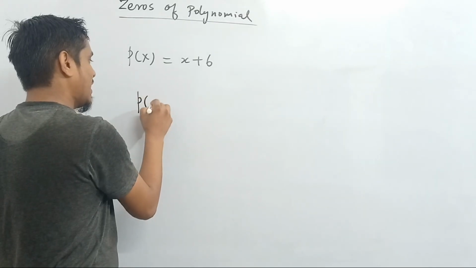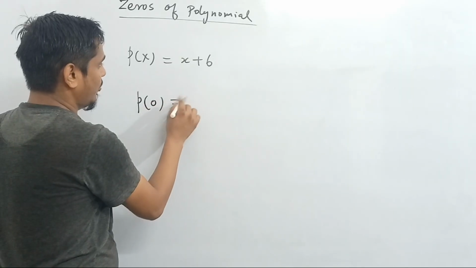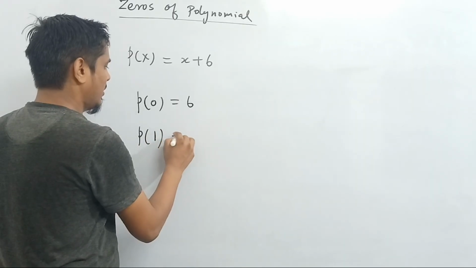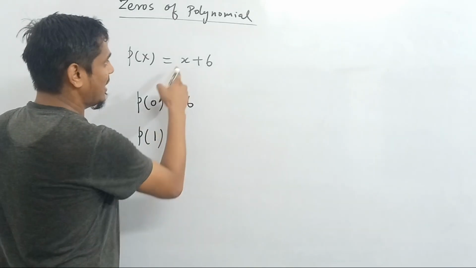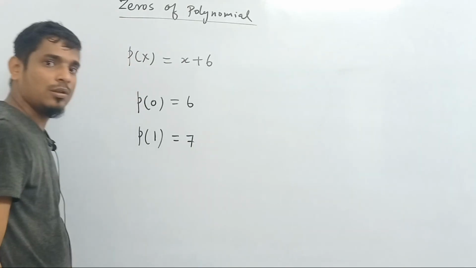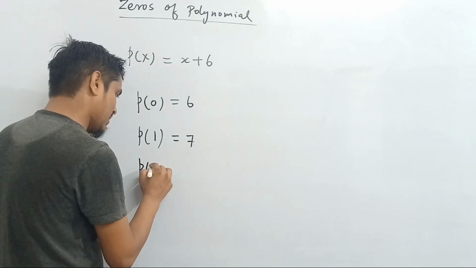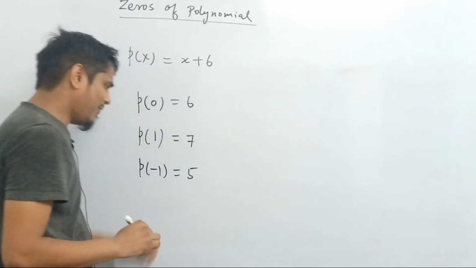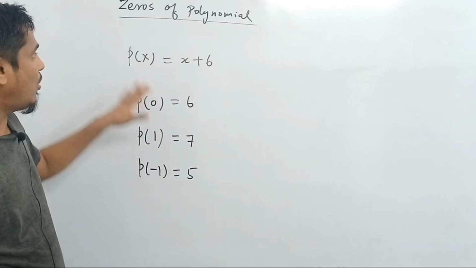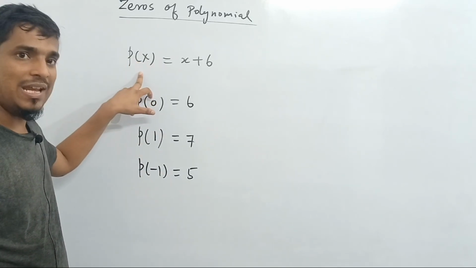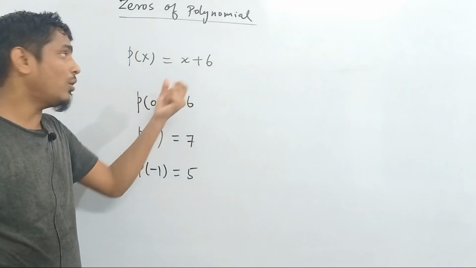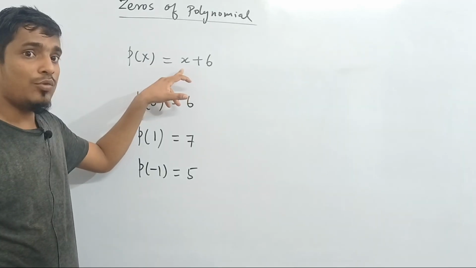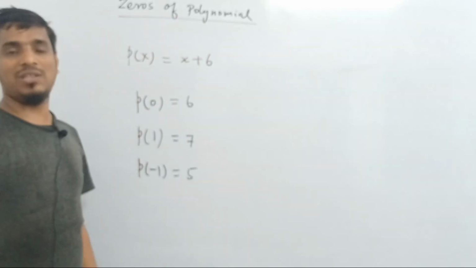Let's say if I'm taking x as 0, then p(0) will be equal to 0 plus 6, which is 6. If I'm taking this value of x to be 1, then that is going to give us p(1) is equal to 1 plus 6, which is 7. If I'm taking p(-1), that is going to give you minus 1 plus 6, which is plus 5. Likewise, we can find different values of this polynomial p(x) at different values of x. But out of those values of x, we'll find some values of x which are going to give the value of this polynomial to be 0.